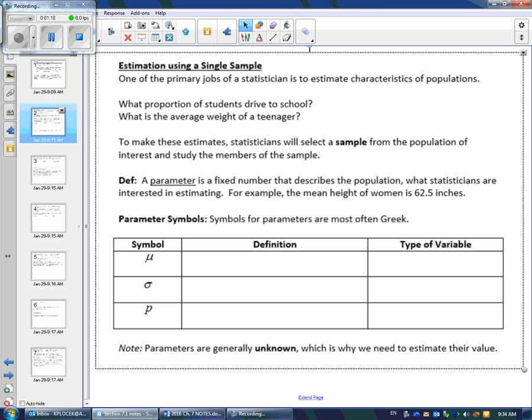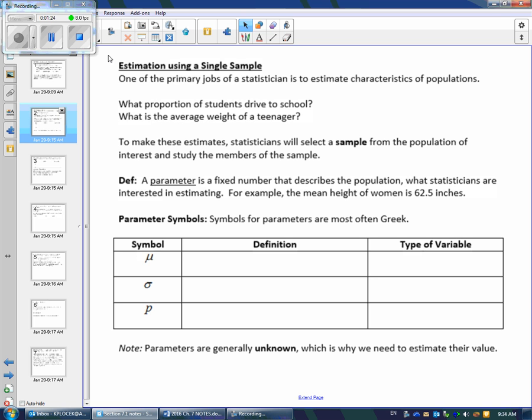Estimation using a single sample. One of the primary jobs of a statistician is to estimate characteristics of populations. What proportion of students drive to school? What is the average weight of a teenager? To make these estimates, statisticians will select a sample from the population of interest and study the members of the sample. Think about back in chapter 4 when we were talking about good sampling techniques.